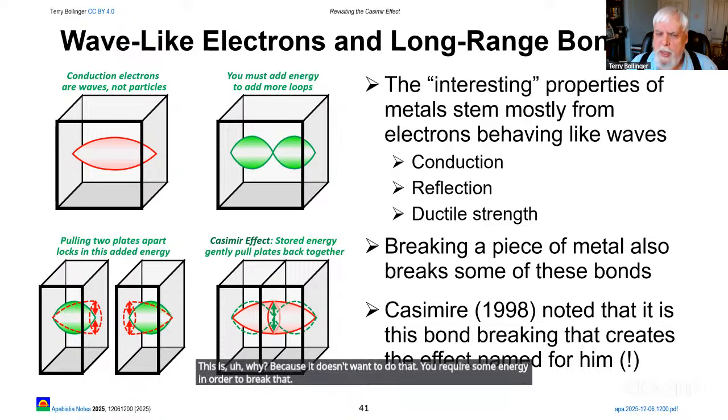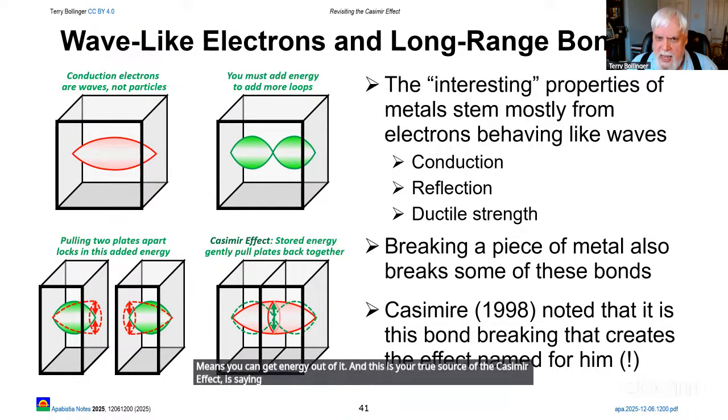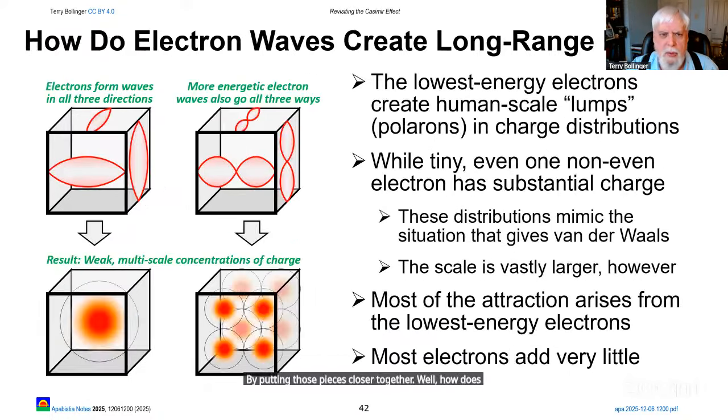Well, the fact that you put energy into it means you can get energy out of it. And this is your true source of the Casimir effect. Just as Casimir said in his later years, it's the last little bit: if you break the pieces apart, the body's going to try to pull them back together. You can release that energy that you created by putting those pieces closer together. Well, how does that work out in detail?